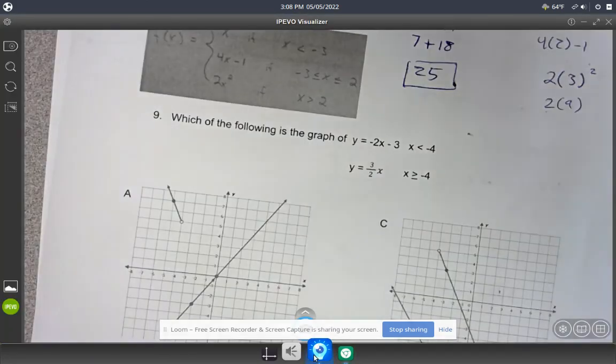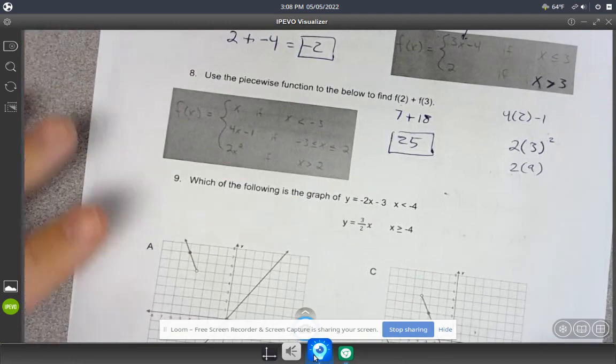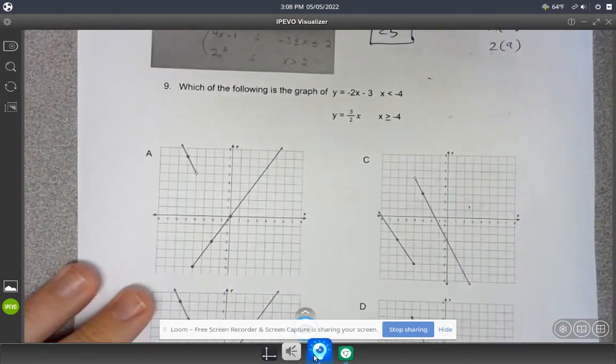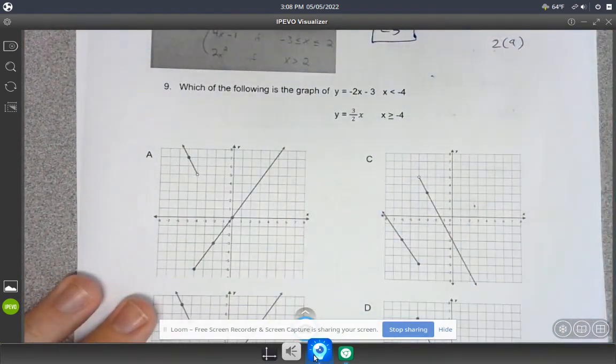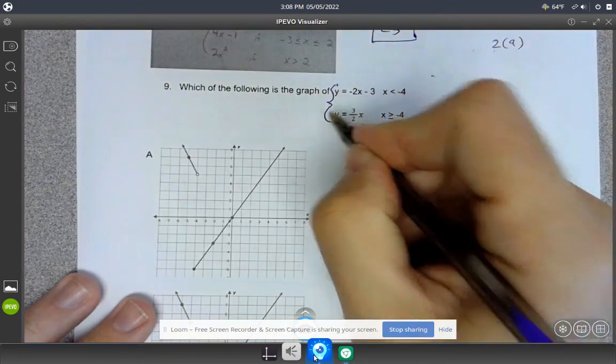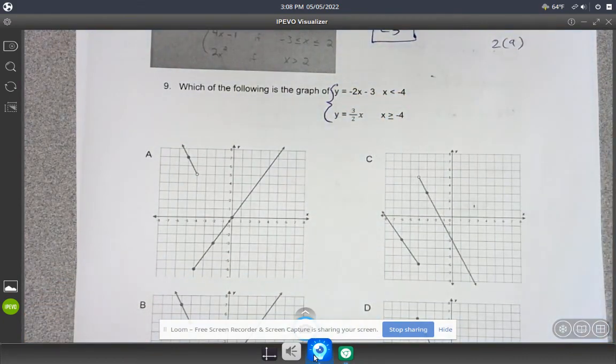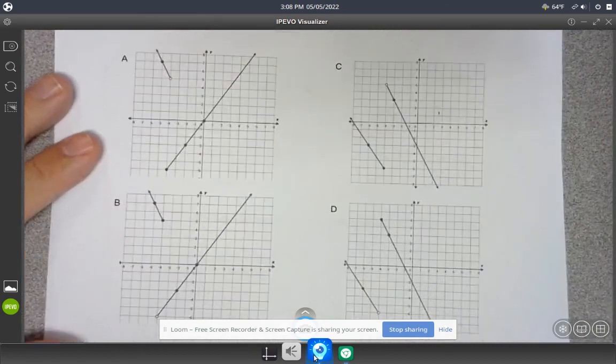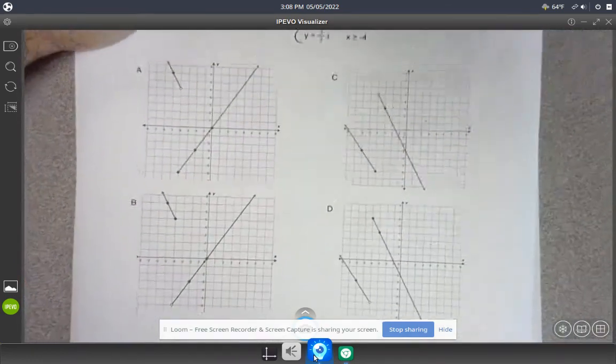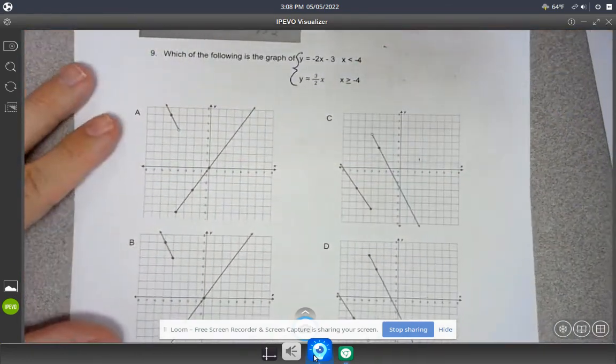Okay, so number 9 is a tricky one. I'm going to give you the piecewise function here. Okay, here's my piecewise function, and I want to know which of these 4 graphs matches this piecewise function.